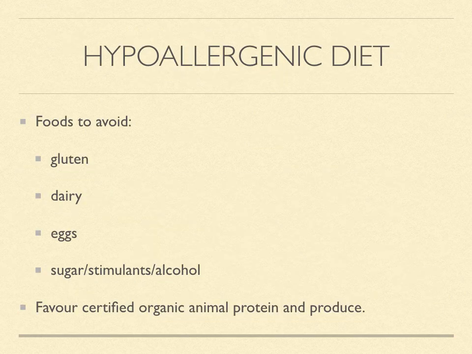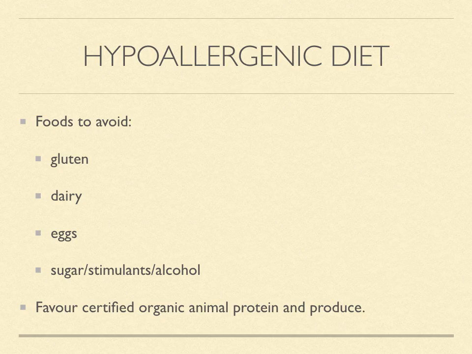My basic hypoallergenic diet looks like this. You basically avoid gluten, dairy, eggs, sugar, stimulants, and alcohol. Okay, you avoid them for at least 2 weeks. That is the basic hypoallergenic diet, where you obviously also favor certified organic animal proteins and produce. I use this in people on a lot of medication. I use this on children. I even use this sometimes on pregnant women. This is very, very safe. It's very gentle, but it's very powerful.